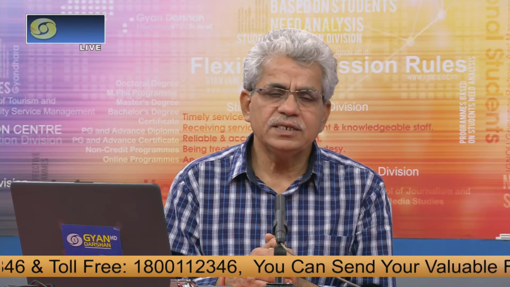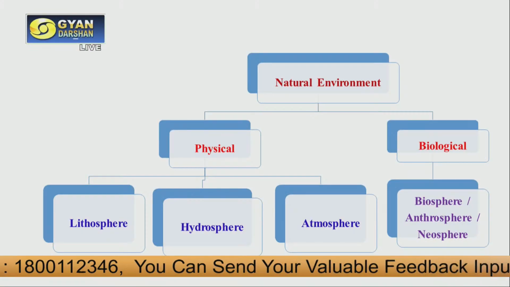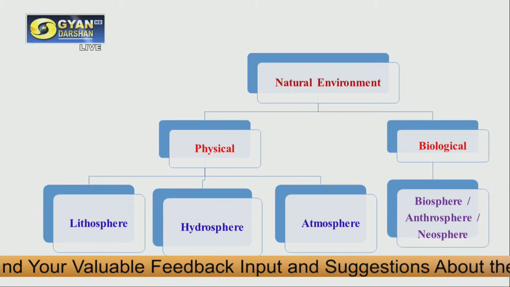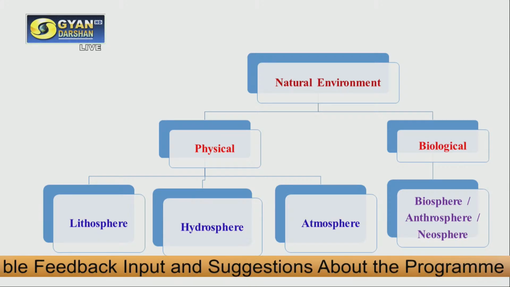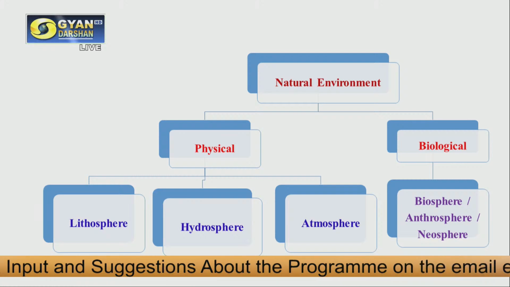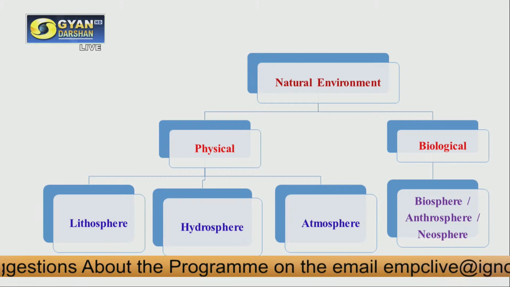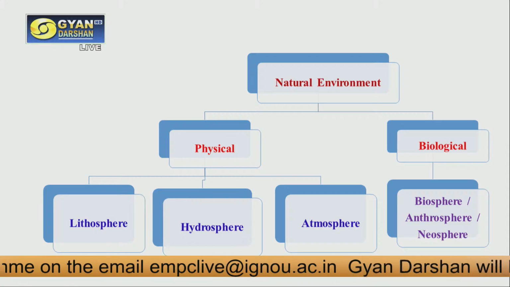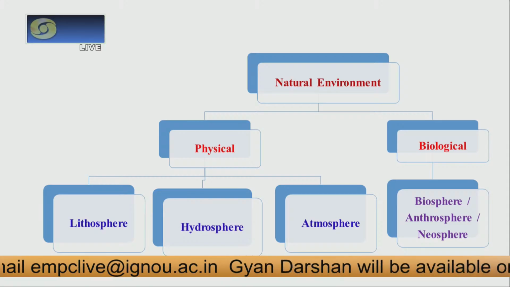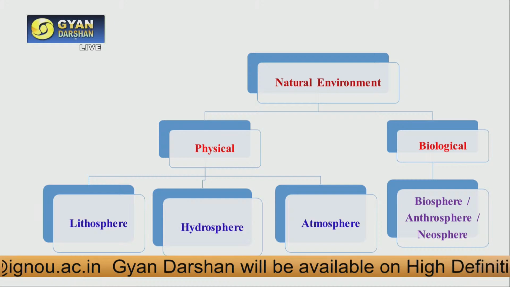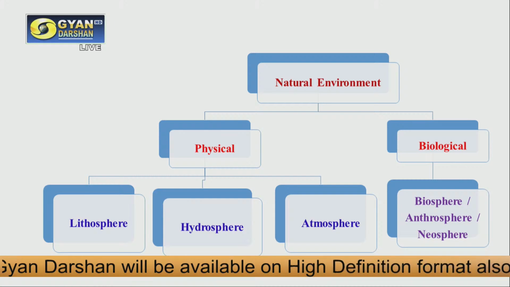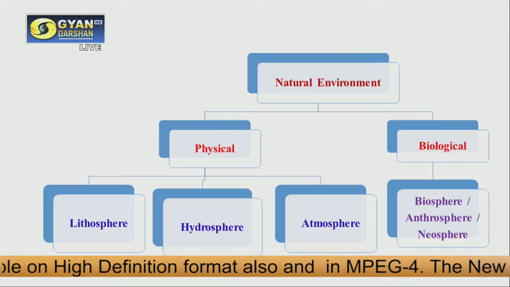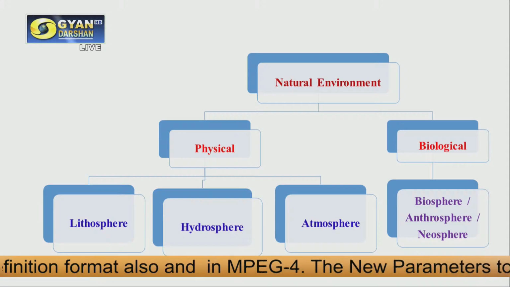Now, let us see what the different components of the natural environment are. The natural environment you can divide into two broad categories basically: physical environment and biological environment. Again, physical environment can be divided into three subcategories. Number 1, lithosphere. Number 2, hydrosphere. Number 3, atmosphere.